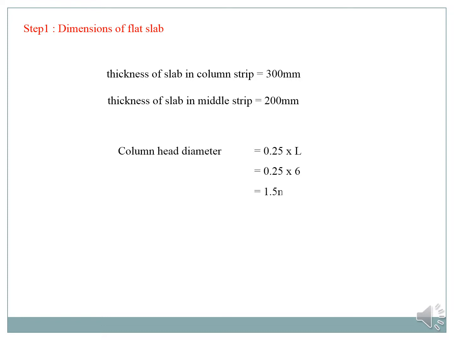Then column head diameter is equal to 0.25 into L. This is our formula, where L is the panel size. So 0.25 into 6 meter is equal to 1.5 meter. Then length of drop is equal to L by 3. This is a formula, where L is the span length. So 6 by 3 is equal to 2 meter.